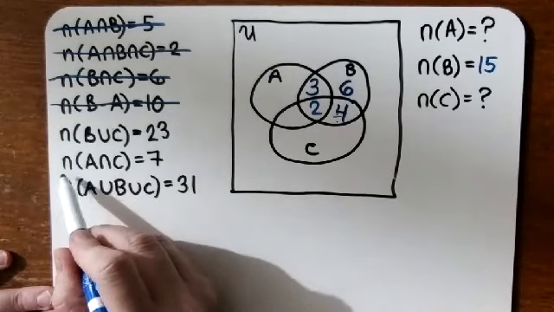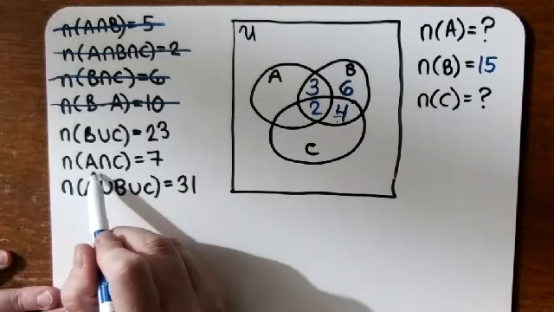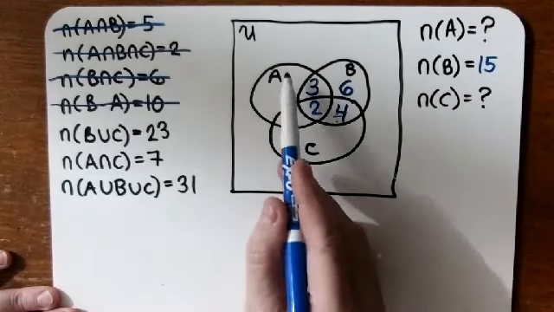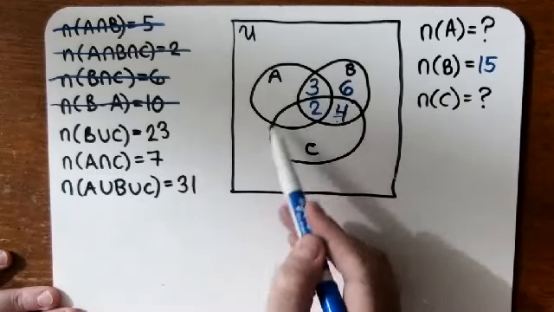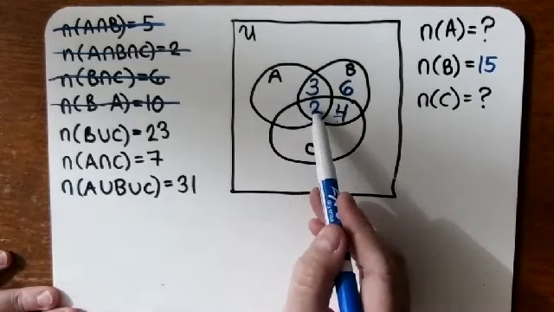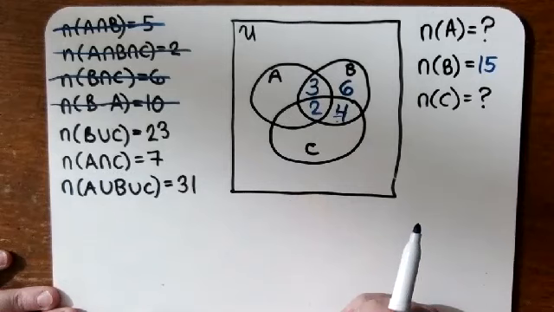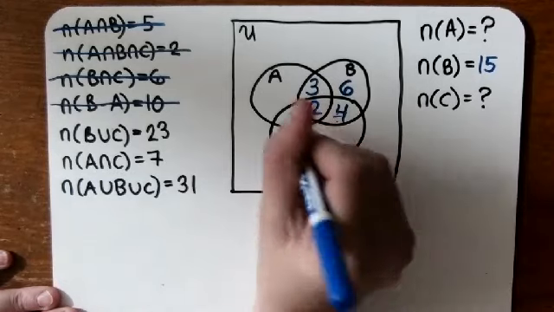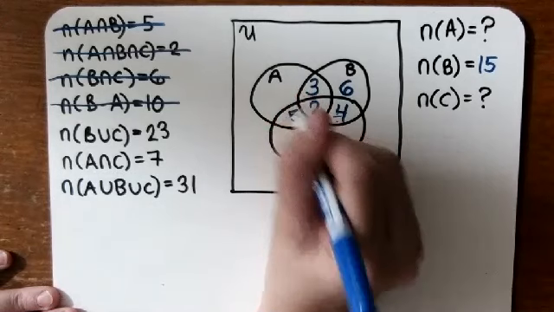The number of elements in the set A intersects C is 7, where A intersects C is the overlap of A and C, these 2 regions. These 2 regions sum to 7, 2 of which are already here, so the other 5 are here.